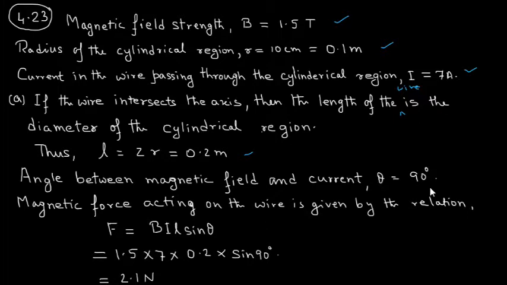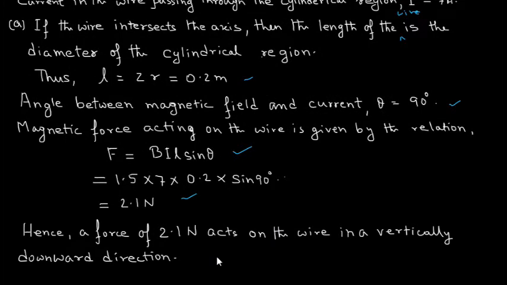Angle between the magnetic field and the current is theta is equal to 90 degree. Magnetic force acting on the wire is given by the relation F is equal to BIL sine theta. Putting the values of B, I, L and theta, and upon solving we get a value of 2.1 Newton. Hence, a force of 2.1 Newton acts on the wire in a vertically downward direction. Let us see part B.